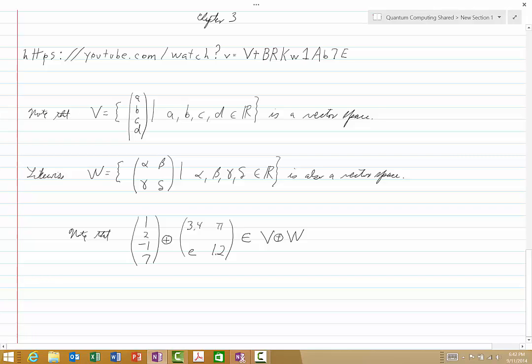But that's all we can do. We can't somehow simplify this. We can't go ahead and add them any further to each other because these are just different objects. This is a vector from V, this is a vector from W, and notice now we're not saying that V and W are subspaces of some common vector space. No, V and W are different vector spaces, and in this case, it just doesn't make sense to try to do anything more with this. So this would be an element of V direct sum W. And that's just the way it is.